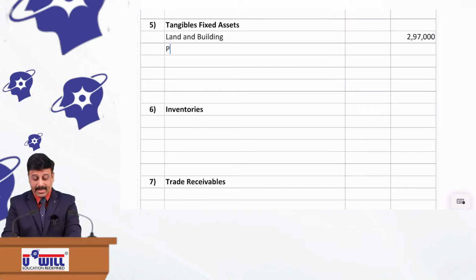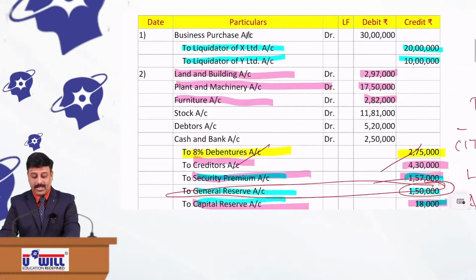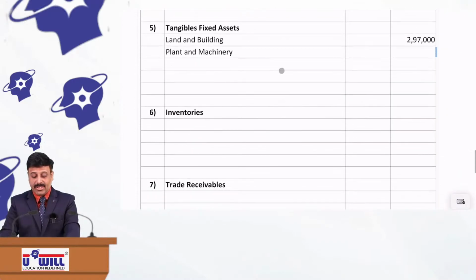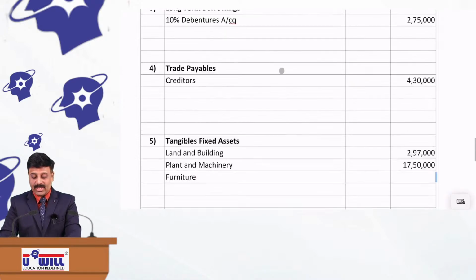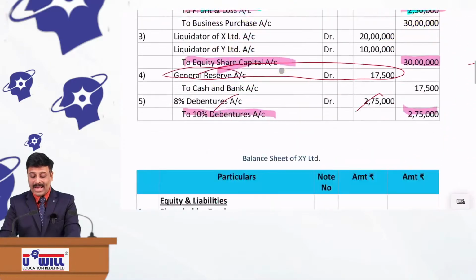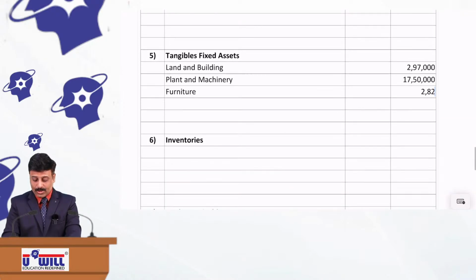Then plant and machinery. What is plant and machinery's amount in the journal entry? 17,50,000. Then furniture, what is furniture's amount? 2,82,000. These three are tangible fixed assets.